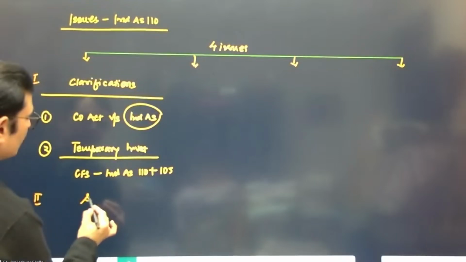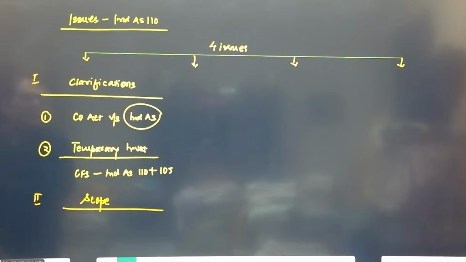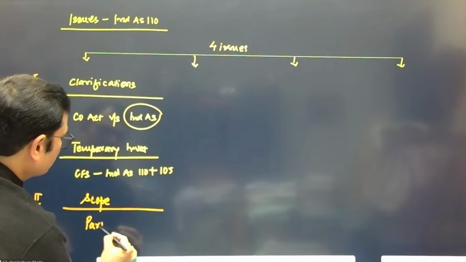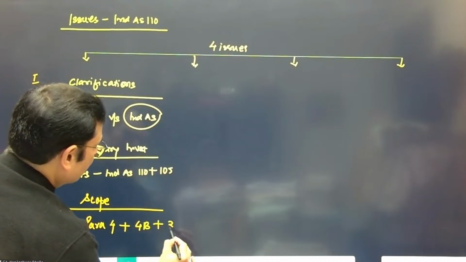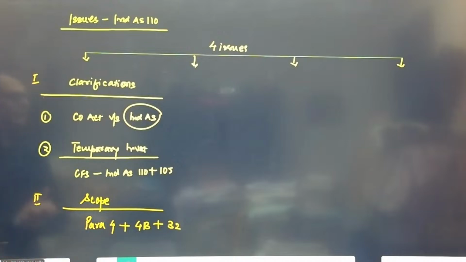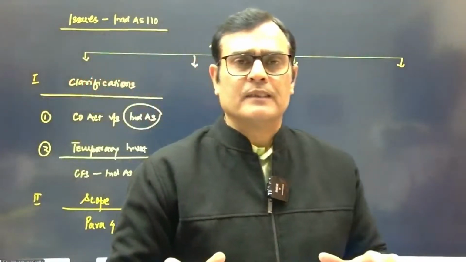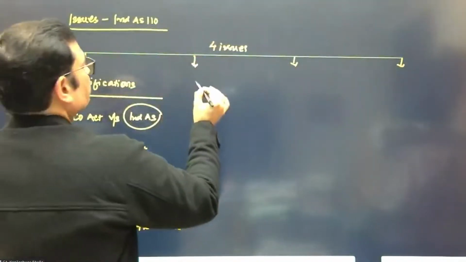Then after the concept of the clarifications, I went on to the scope of the standard. In terms of scope, we are looking at the application of para 4 plus para 4B and para 32, for which I've already given you a 3-step model. We've done detailed discussions on that. This was one area. Now let's come to the second area.